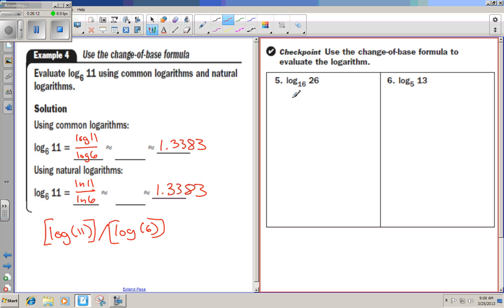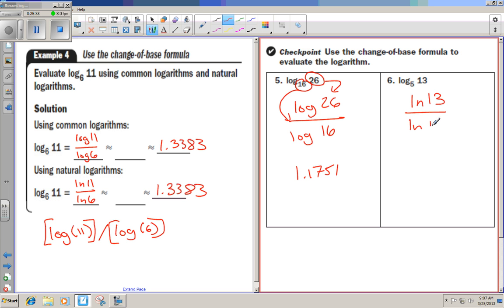All right, change of base formula. Log of the big number divided by log of the base, or little number. So 26 goes up top, 16 goes down low, and you should end up with 1.1751. Over here, let's use natural log this time. Big number up top, little number down low, and you end up with 1.5937. All right, that is pretty much all there is for this.